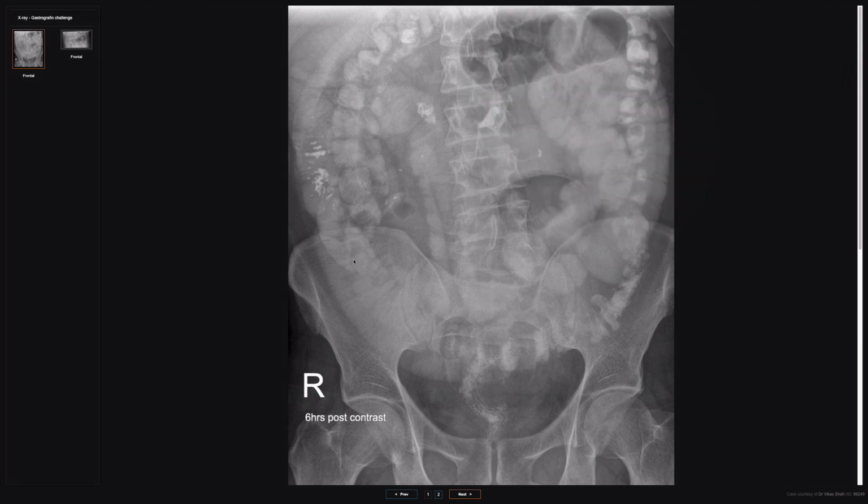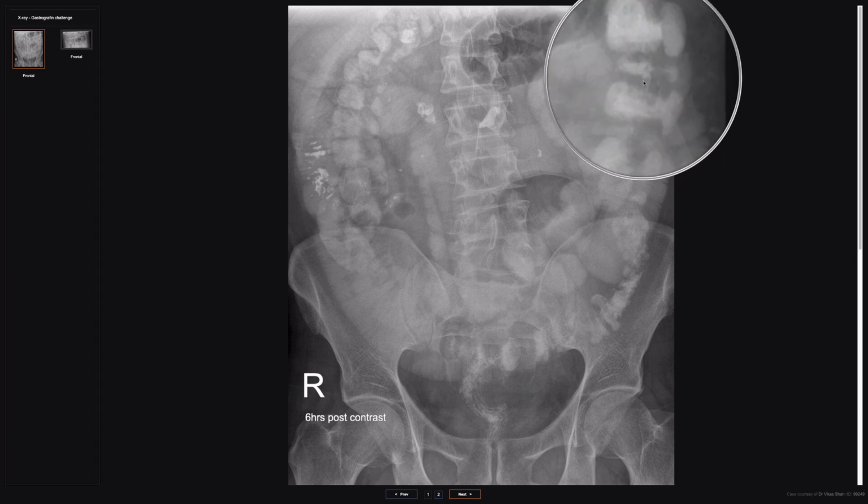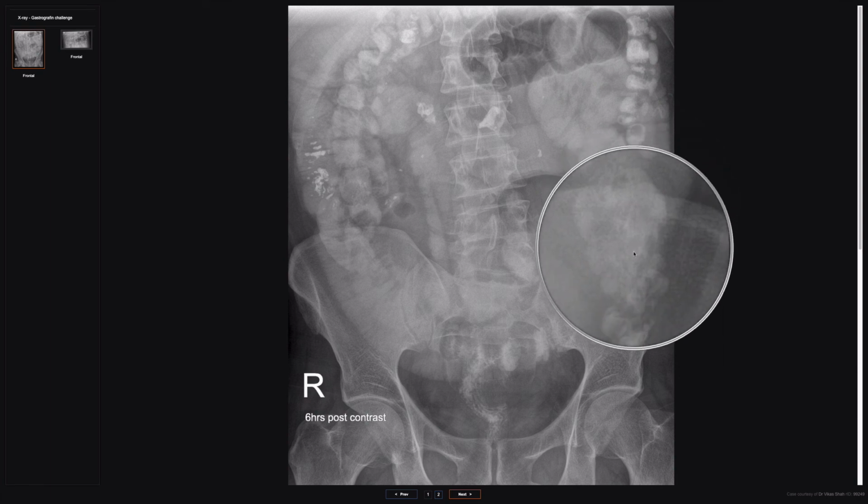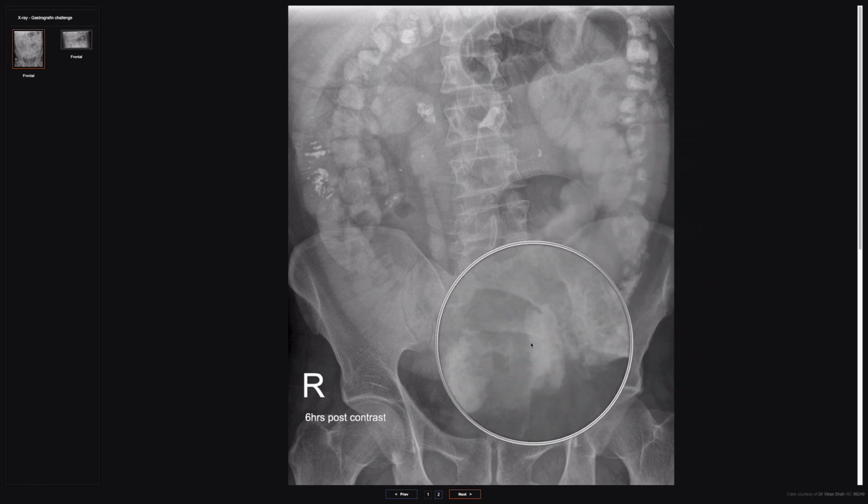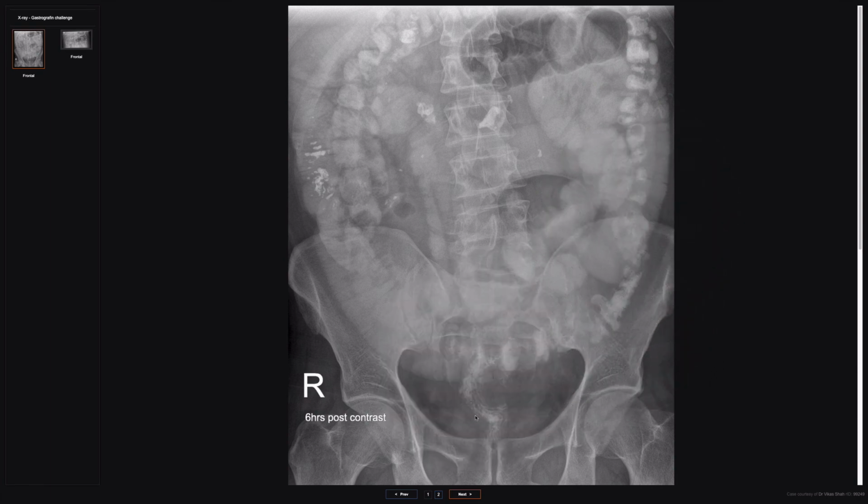But also it's gone through into the large bowel. Okay, so here, this is the descending colon, which is filled with contrast running all the way down here towards the sigmoid and all the way down to the rectum. So we know from this that there is no hard transition point, no absolute obstruction, and the contrast has managed to get through into the colon, but there are still some distended small bowel loops.